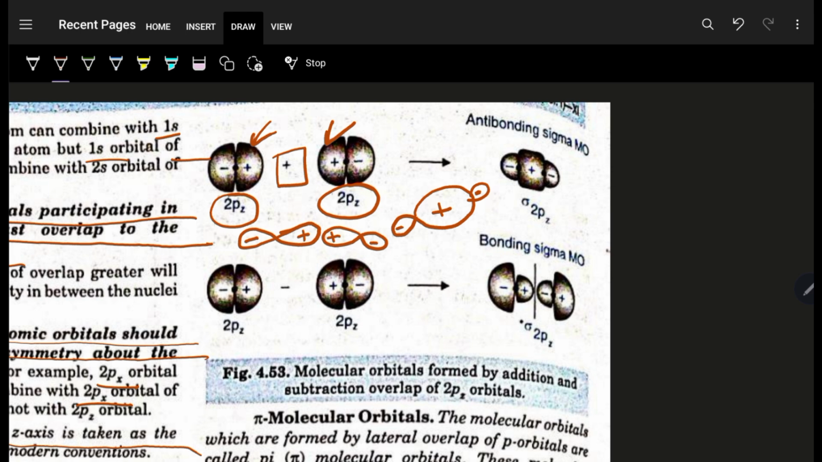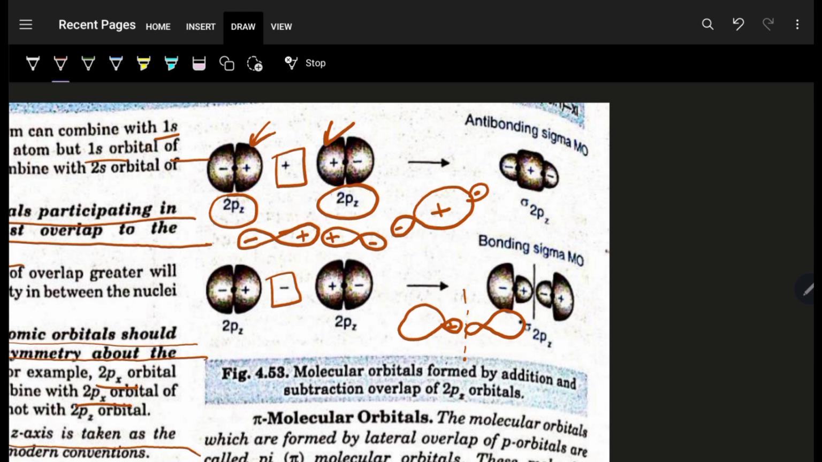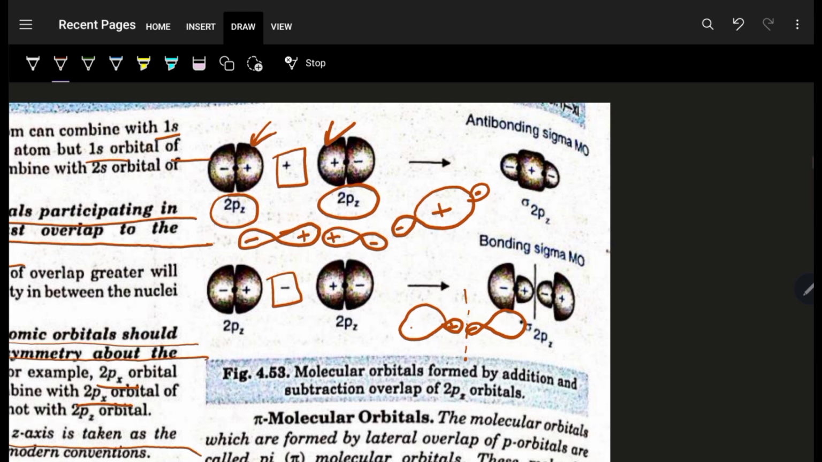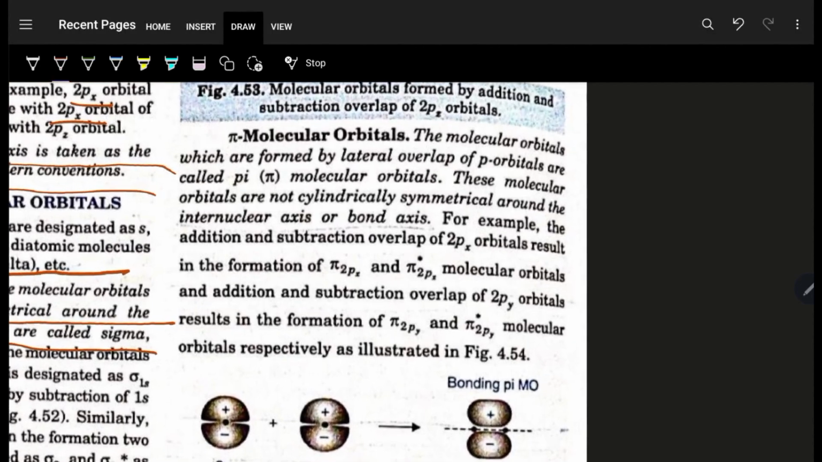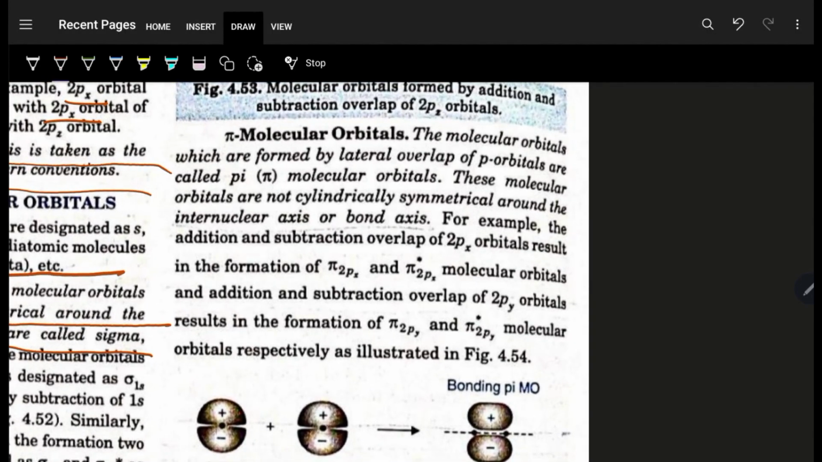Now for anti-bonding, it is a subtraction overlap where the area should decrease. An anti-bonding orbital will look somewhat like this. It will look like this, and this is the nodal plane. This is the node, and the symmetry will be opposite. If this is plus, the other one will be minus. So this is minus, this will be plus. So you always observe the symmetry in order to understand whether you are going to represent a bonding or anti-bonding molecular orbital.